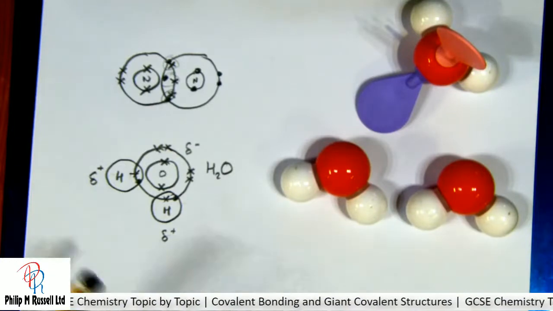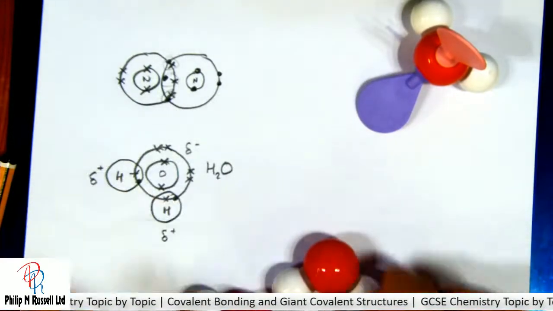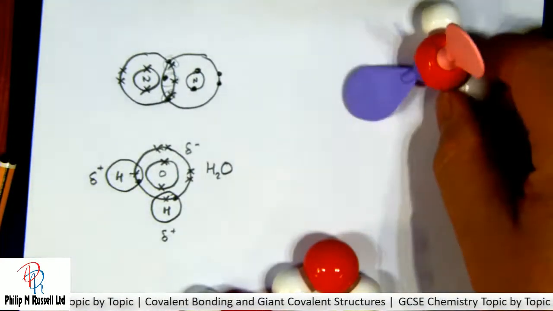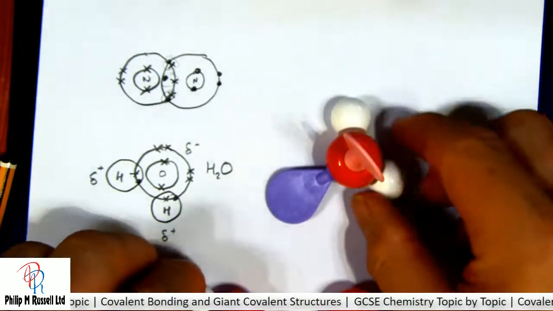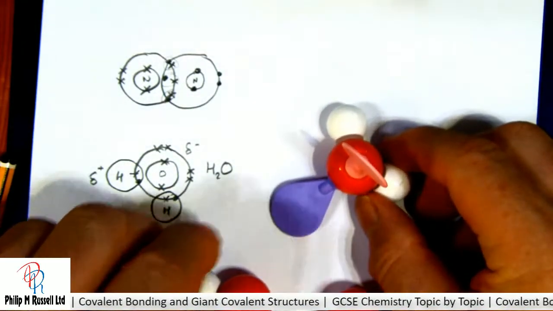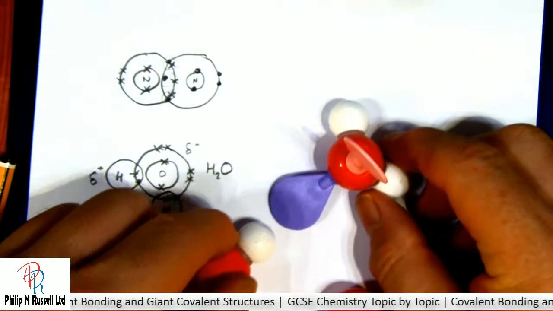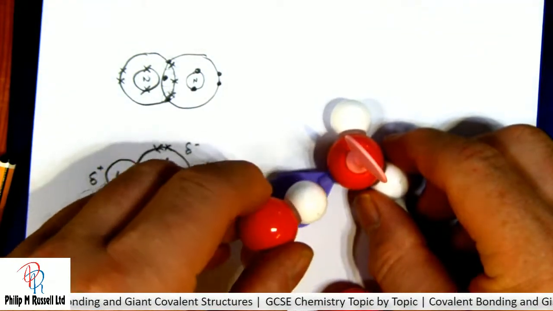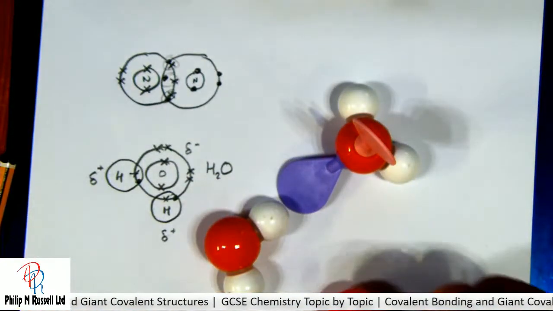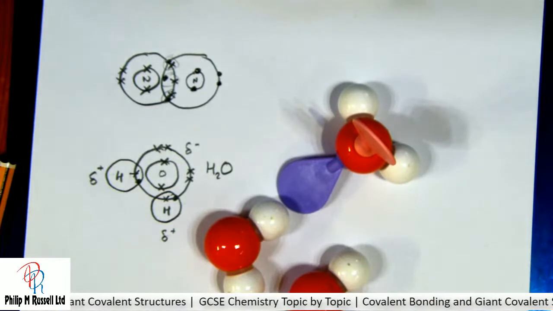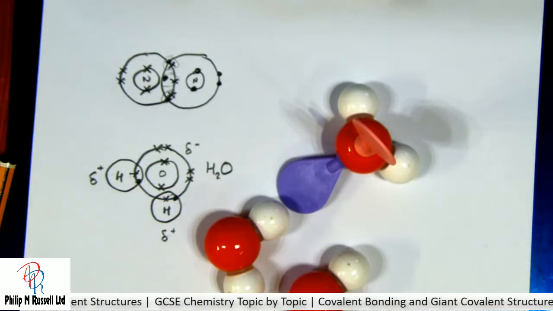And what happens if we get negatives and positives? Well, they attract one another. So I've got this lone pair here, and this lone pair is more negative, and it's going to attract the positive hydrogen towards it. So we're getting a sort of structure here. We better have a look at that.